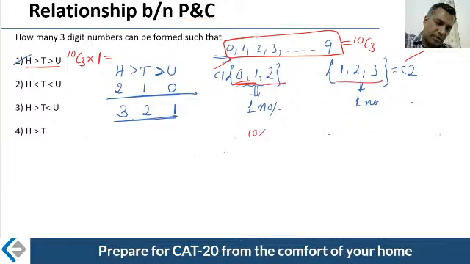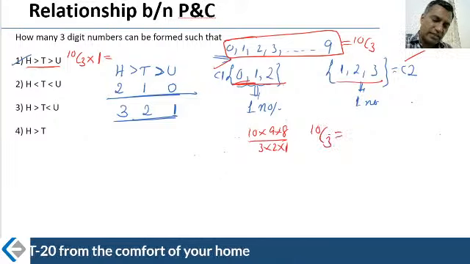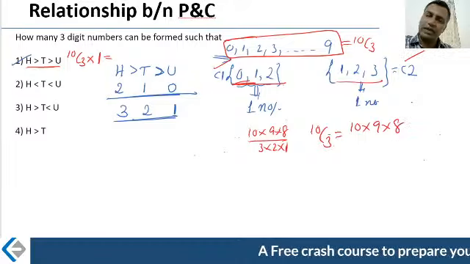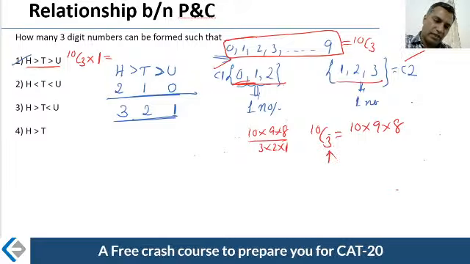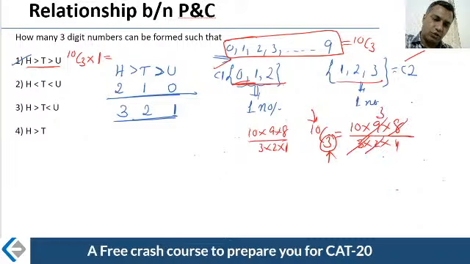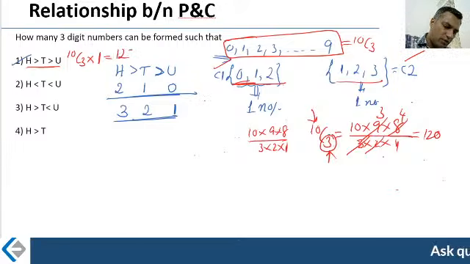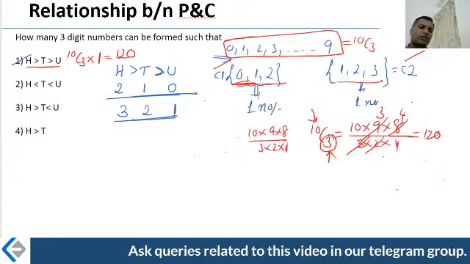This answer is nothing but 10 into 9 into 8, divided by 3 into 2 into 1. That's how you write 10C3: write 3 numbers starting from 10, 10 into 9 into 8. In the denominator, simply take this 3 and write 3 factorial, that is 3 into 2 into 1. Simplify this, and you will get 120. There are 120 such numbers possible. Simple. That answers the first question.